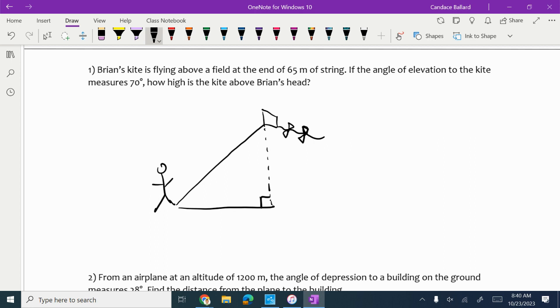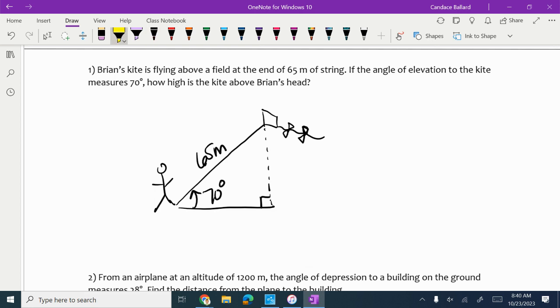Okay. I'm going to read through again and do some labeling. So Brian's kite is flying above the field at the end of a 65-meter string. So that's the 65-meter string. If the angle of elevation to the kite measures 70 degrees, so that's my up angle from a horizontal, 70 degrees. How high is the kite above Brian's head?